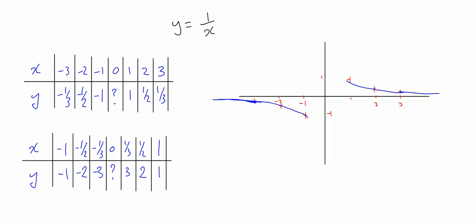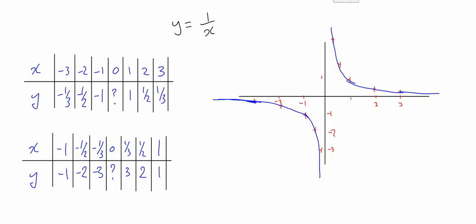And plotting these values, x is minus a half, y is minus 2 down there. If x is minus a third, y is minus 3, so down there. On the positive side, x is a third, y is 3 up here. If x is a half, y is 2 here. And so if we continue to sketch the graph or plot the graph, we'll see the curve comes down like that and like that.